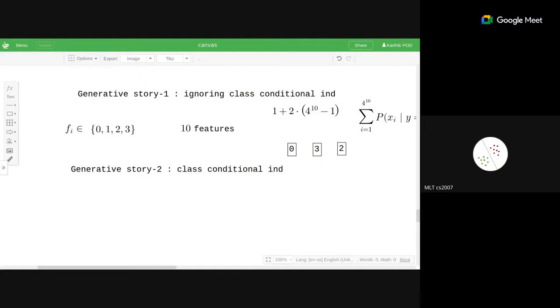Think about a dice. Each one is now going to be represented by one dice having how many sides? 4 sides, right? So how many parameters do you need? It is 40. So for a two-sided coin, you needed one parameter. For a four-sided dice, how many parameters do you need?